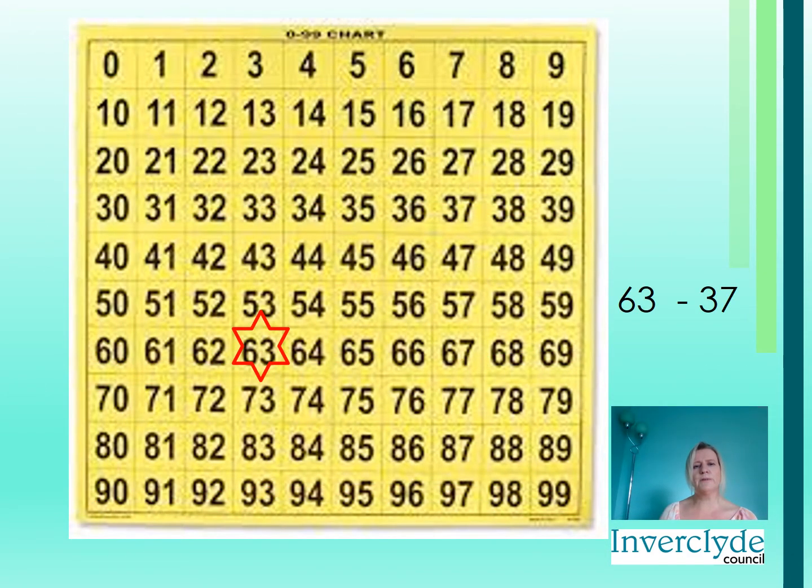I'm going to show you the bridging strategy using a 100 square. Can you see that I've shown the number 63 with the red star around it, our starting number? I can see on the 100 square that 60 is the closest tens number to 63, and I can count back from 63 to get to 60 very easily. 1, 2, and 3.